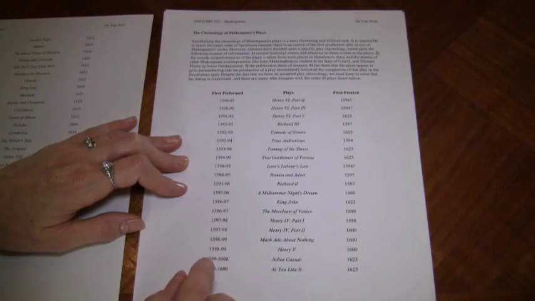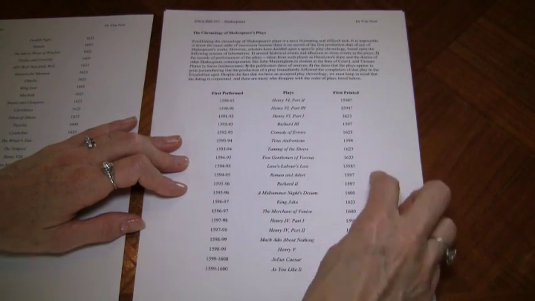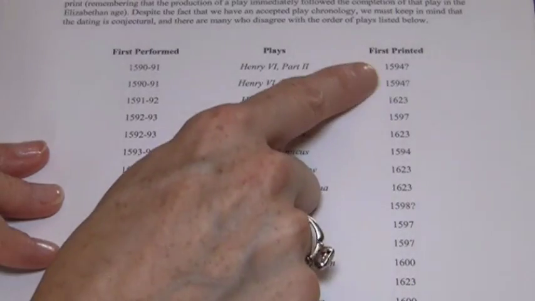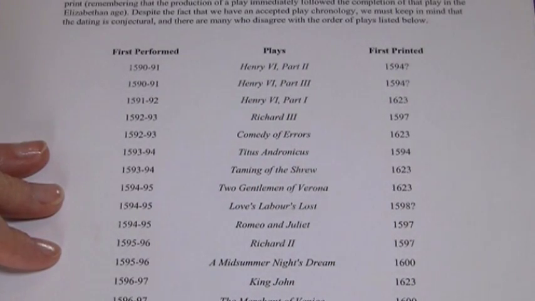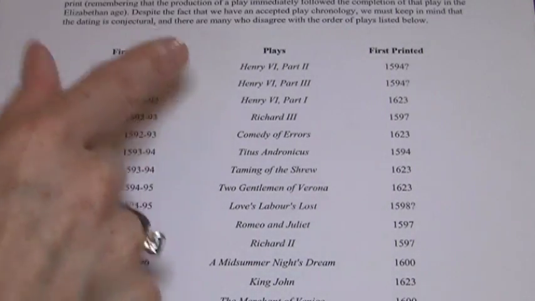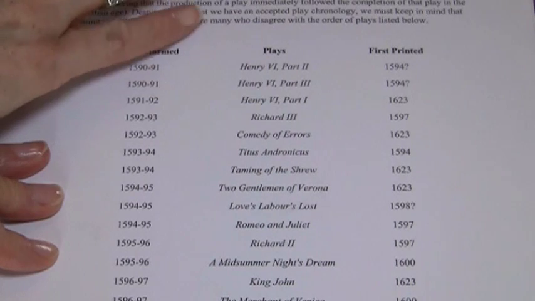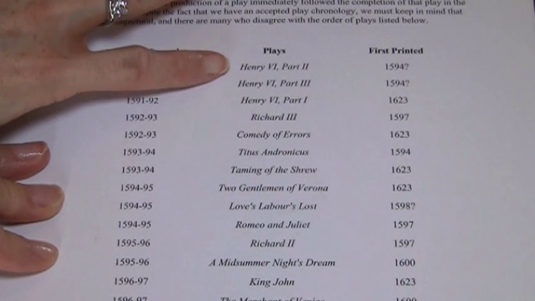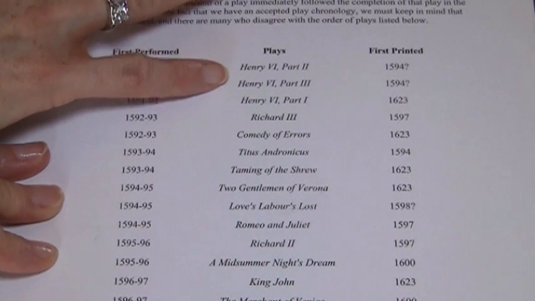So performance dates and the plays, and then I have my print dates. If it's printed before 1623, you should assume that that was a fairly successful play, and that means that the public wanted to read it, or it was pirated, and that shows that there was public interest in it. Notice where Shakespeare begins. He's probably writing in collaboration with a few other playwrights here. We think that he began with Henry VI, Part 2 and Part 3.